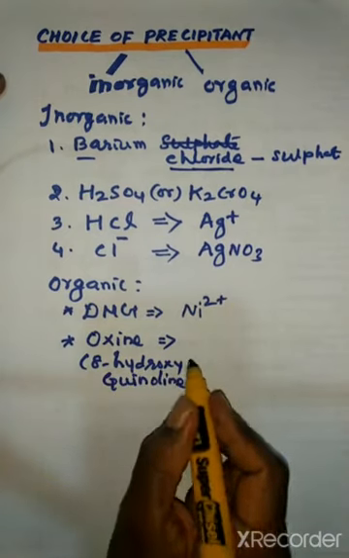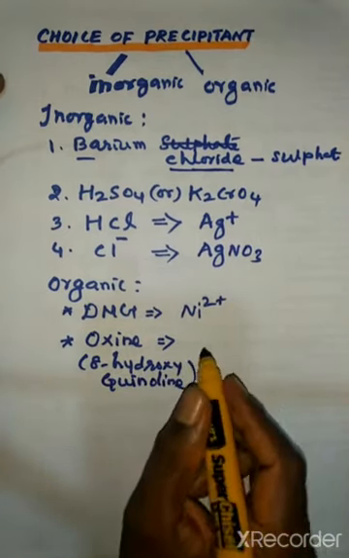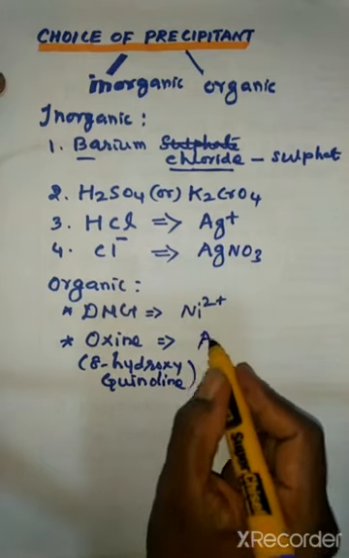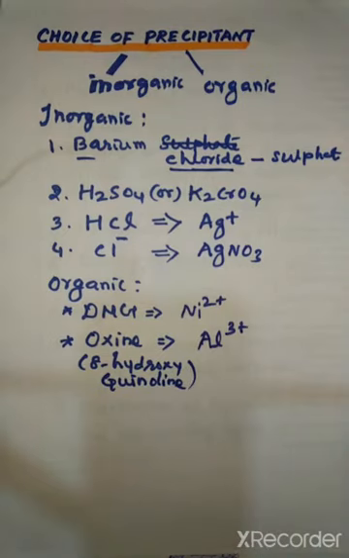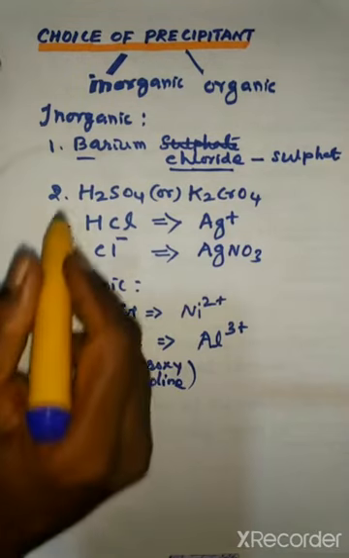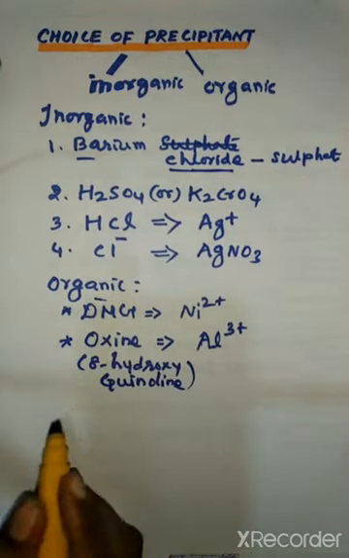8-hydroxyquinoline. This is used to estimate aluminium. We saw some of the examples for precipitating agent, both for inorganic as well as organic.